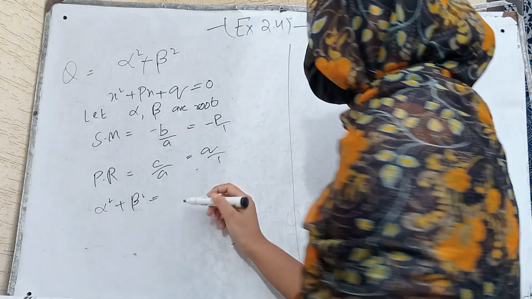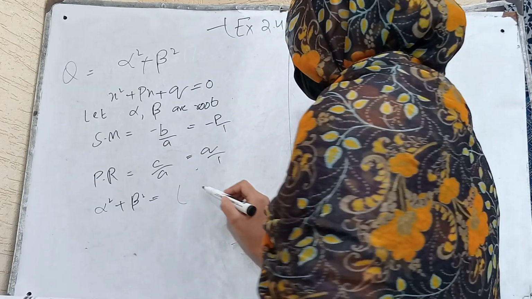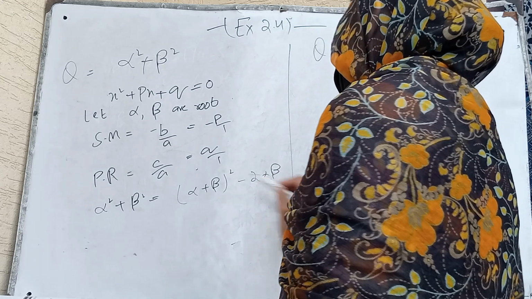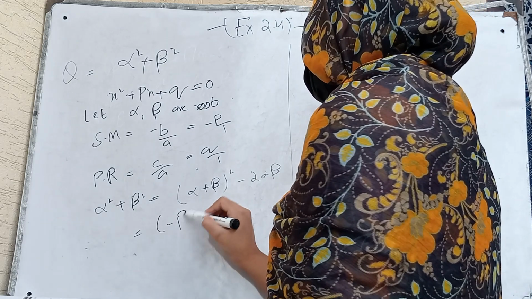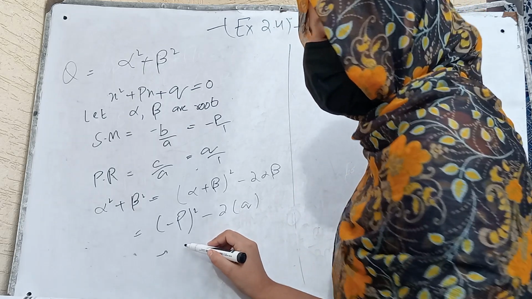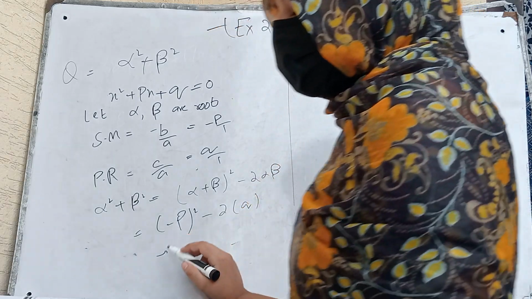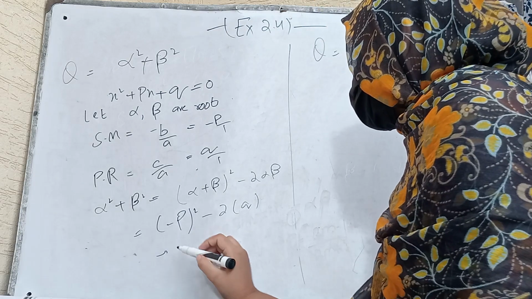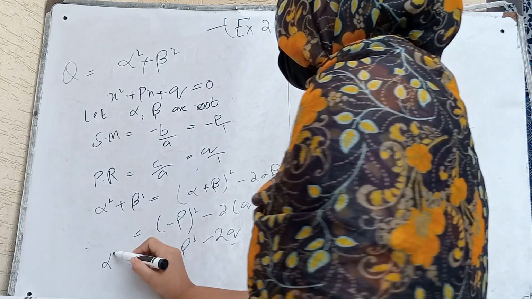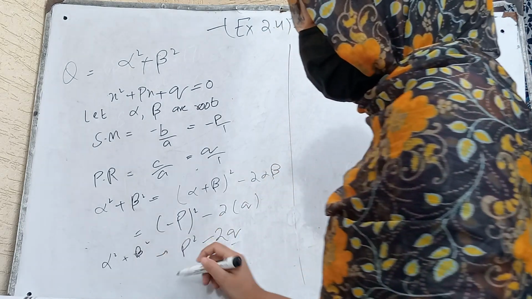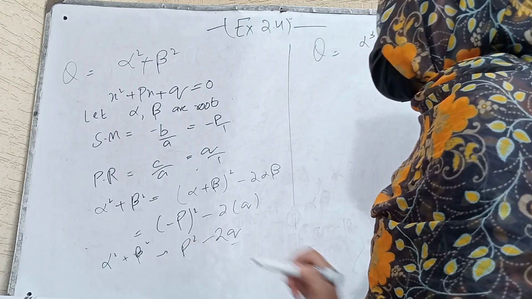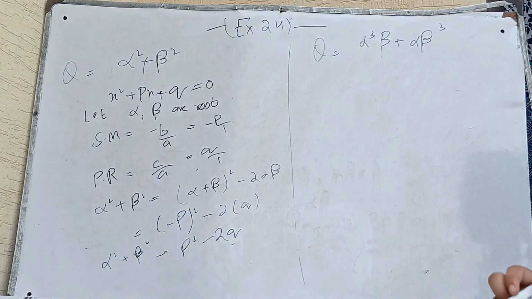it is equal to the formula, which is alpha plus beta whole square minus 2 alpha beta. So putting the values, minus p whole square minus 2 q, which is p square minus 2 q. So alpha square plus beta square is equal to p square minus 2 q.